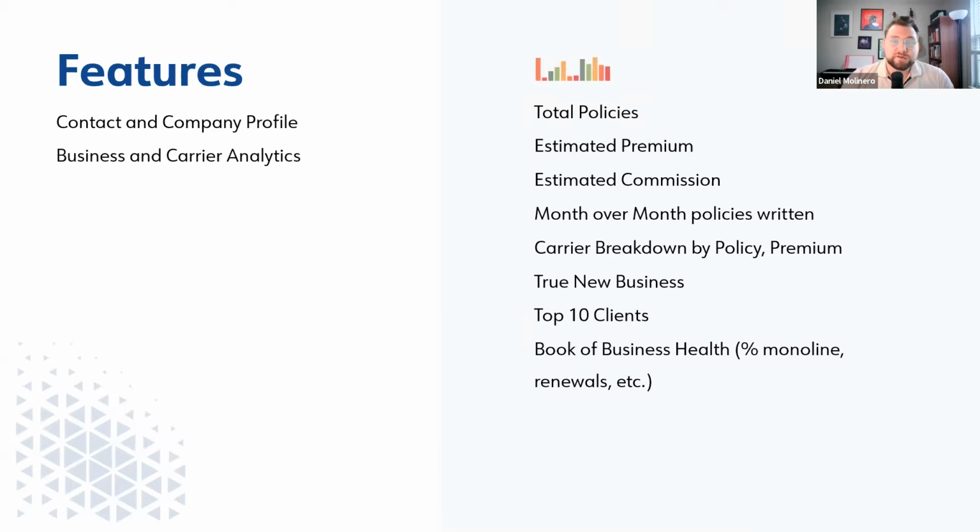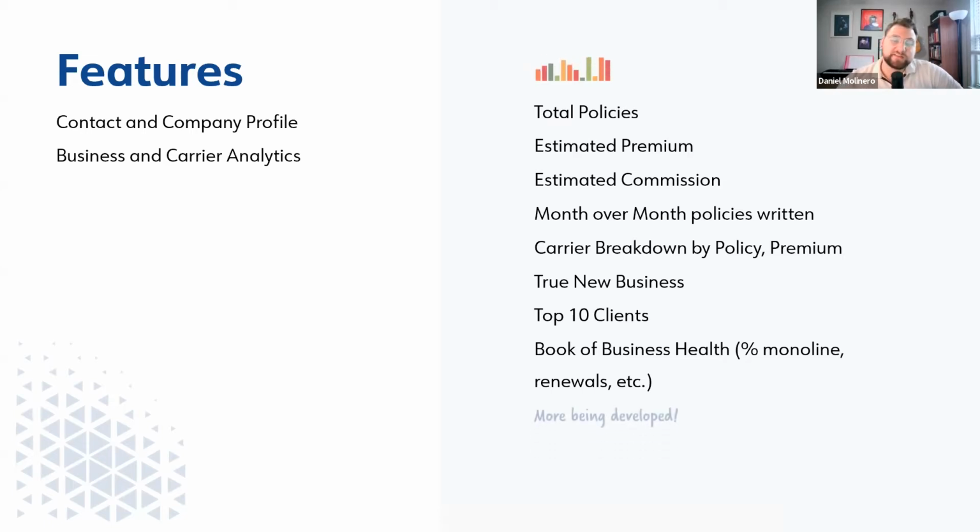A lot of these numbers, such as your total policies, premium, commission, are going to be based off of your book of business reports. But some of the stuff like true new business and book of business health are things that we have done some work on our end to try to filter this information and provide you stuff that you can't even easily get out of Epic. So hopefully stats are going to be really helpful for you to be referencing on a weekly or quarterly basis. So again, you can take a look at how you're doing with new business and keeping your book of business clean.